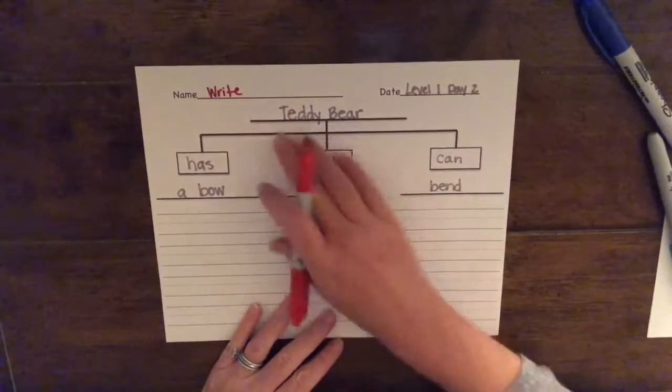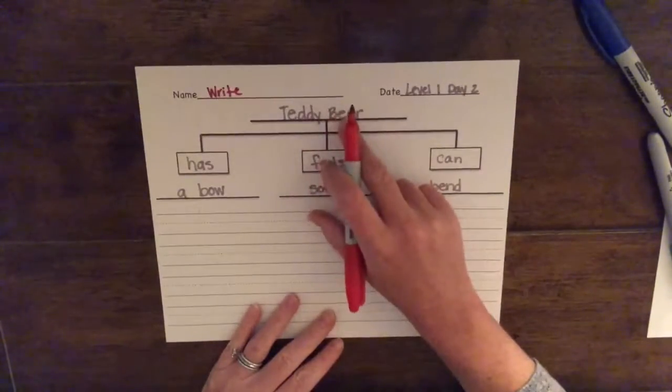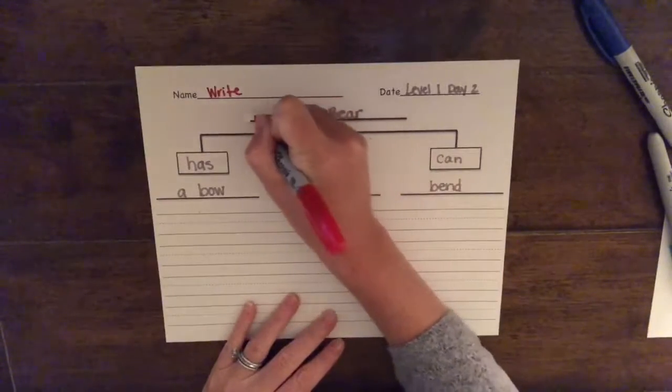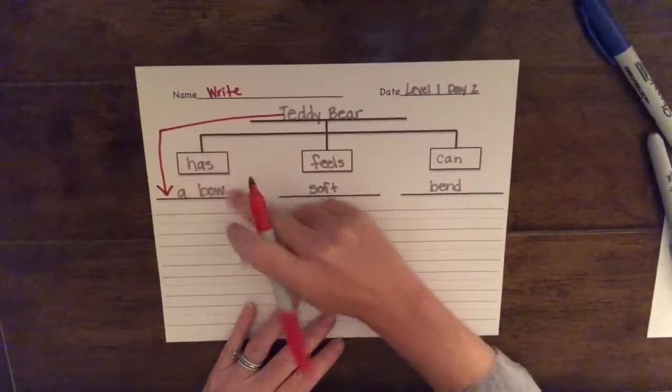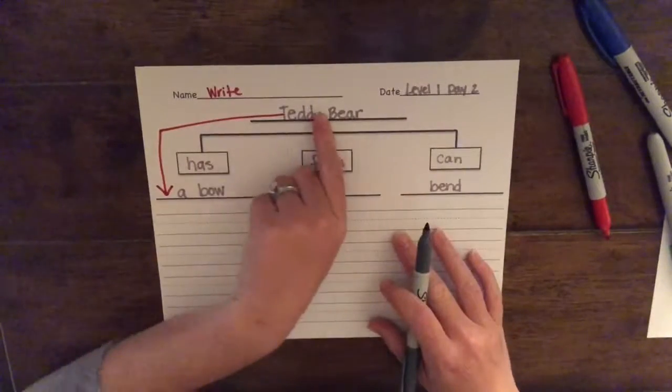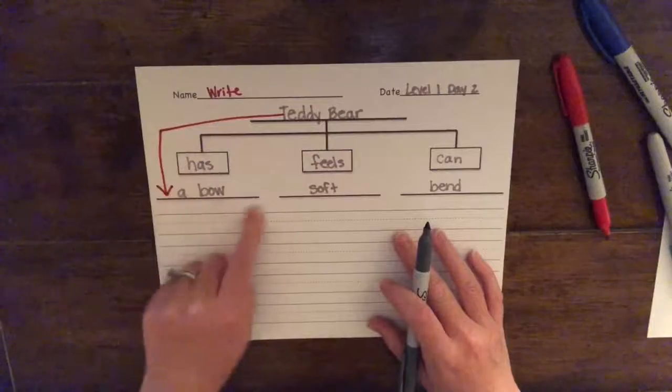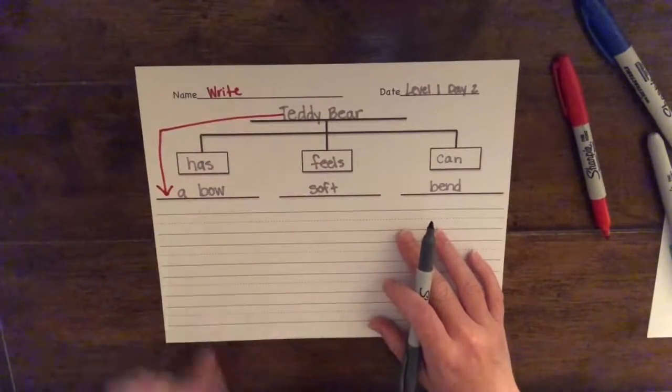So I would model with them. Okay, remember we always start at the top. What's it about? It's about a teddy bear. So teddy bear has a bow. Teddy bear has a bow. I would have your learner use their fingers and say teddy bear has a bow. So now your learner's writing it one sentence at a time.